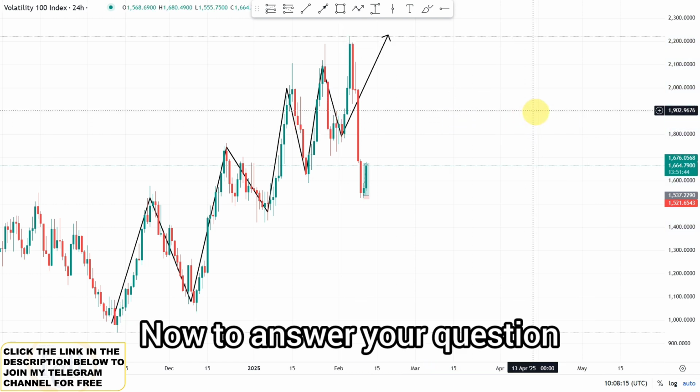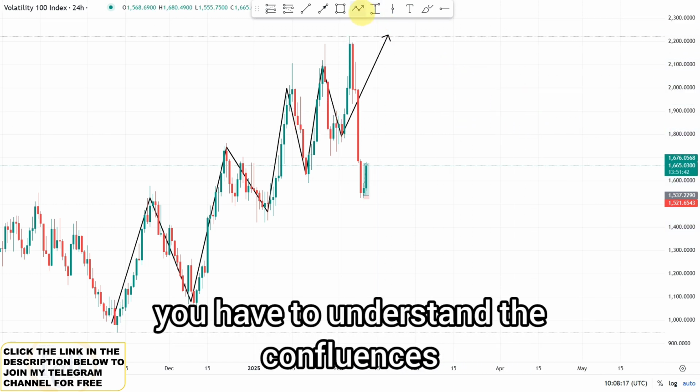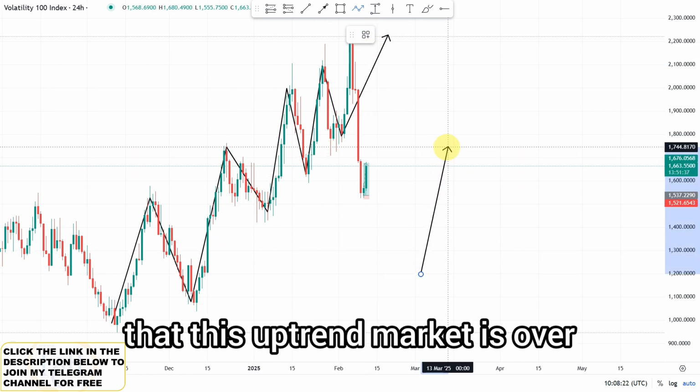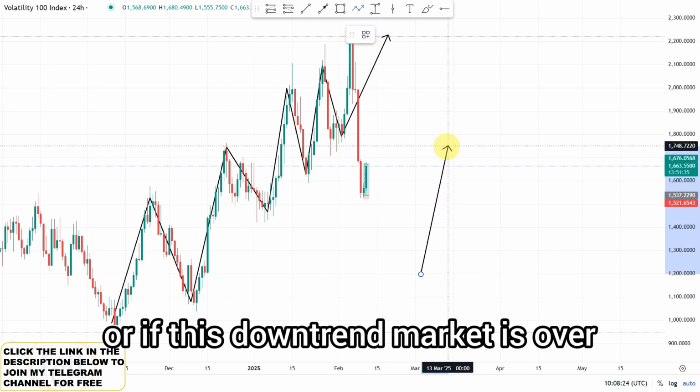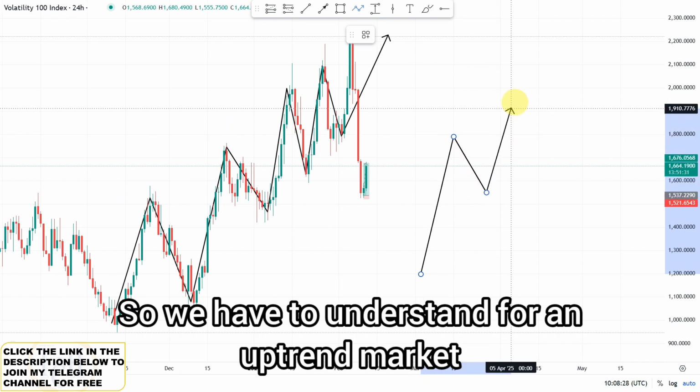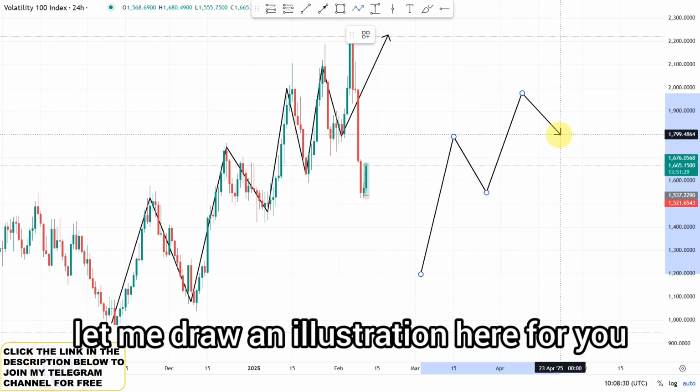Now, to answer your question, you have to understand the confluences or the factors that, once they occur in the market, will tell you that this uptrend market is over, or that this downtrend market is over. So you have to understand for an uptrend market, let me draw an illustration here for you.